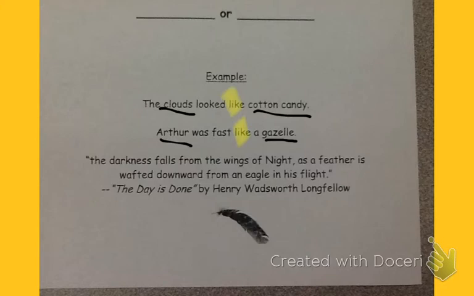How? Because he's fast. The darkness falls from the wings of night as a feather is wafted down from an eagle in his flight. Where's our key word? Like or as. In this case, it's as. This is a longer simile, but we still have to find out what we are comparing. In this case, darkness is being compared to a feather. Darkness falls, just like a feather falls down from a flying eagle.